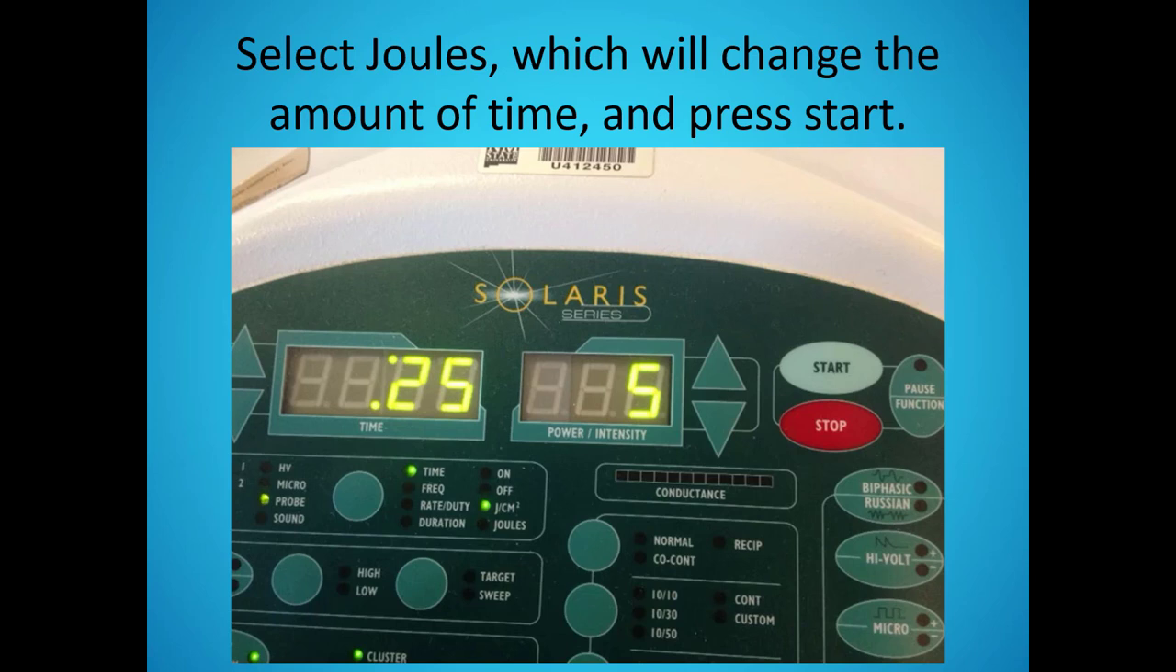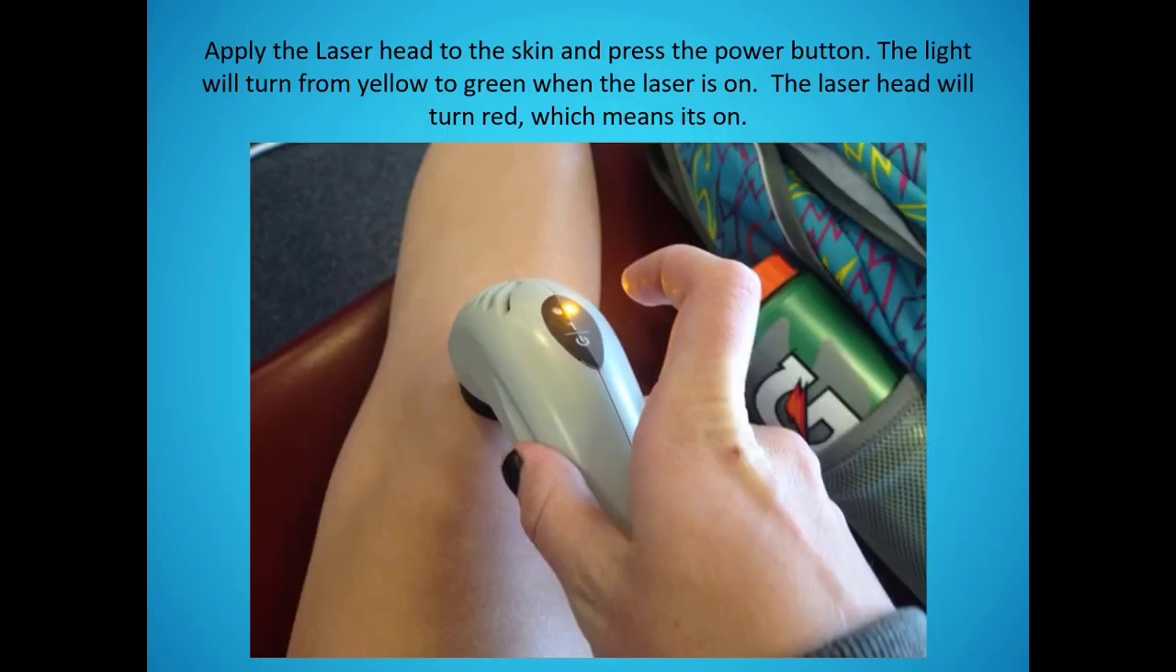If the area is large enough, multiple applications are a good idea for our treatment parameters. Apply the laser head to the skin and press the power button. The light will turn from yellow to green when the laser is on. The laser light will then turn red, which means the laser is active. Leave the laser on the skin until the time is up. Then either apply it to another area of skin or turn off the machine. Be careful with the laser. Don't just throw it down, place it in the correct holster, and only clean it once the laser is completely cool. Otherwise, we risk cracking the head of the laser.